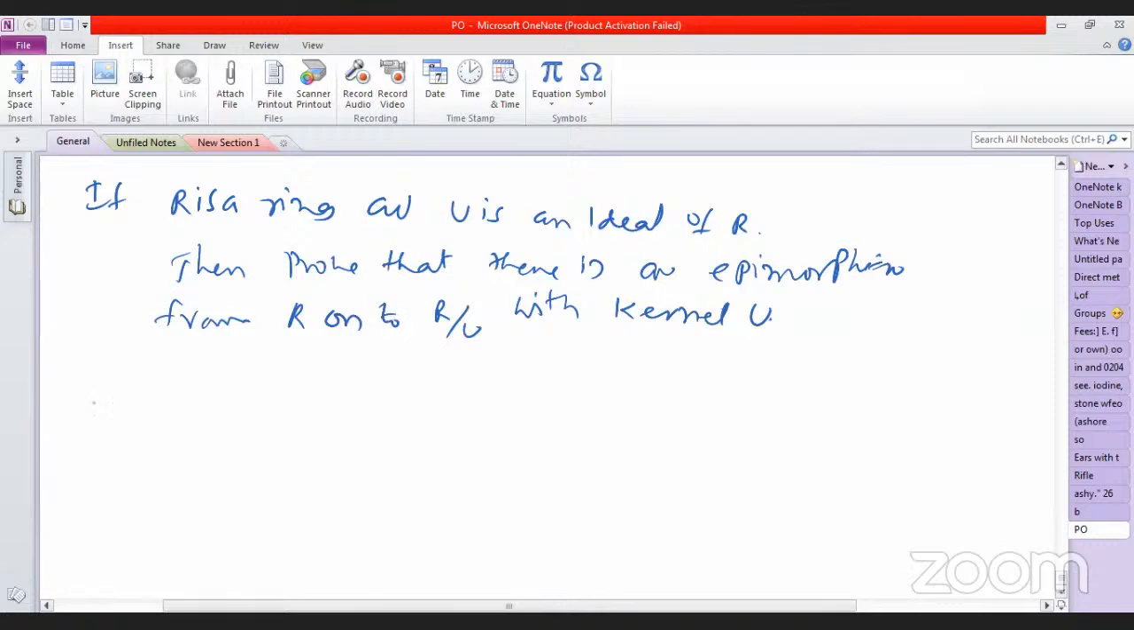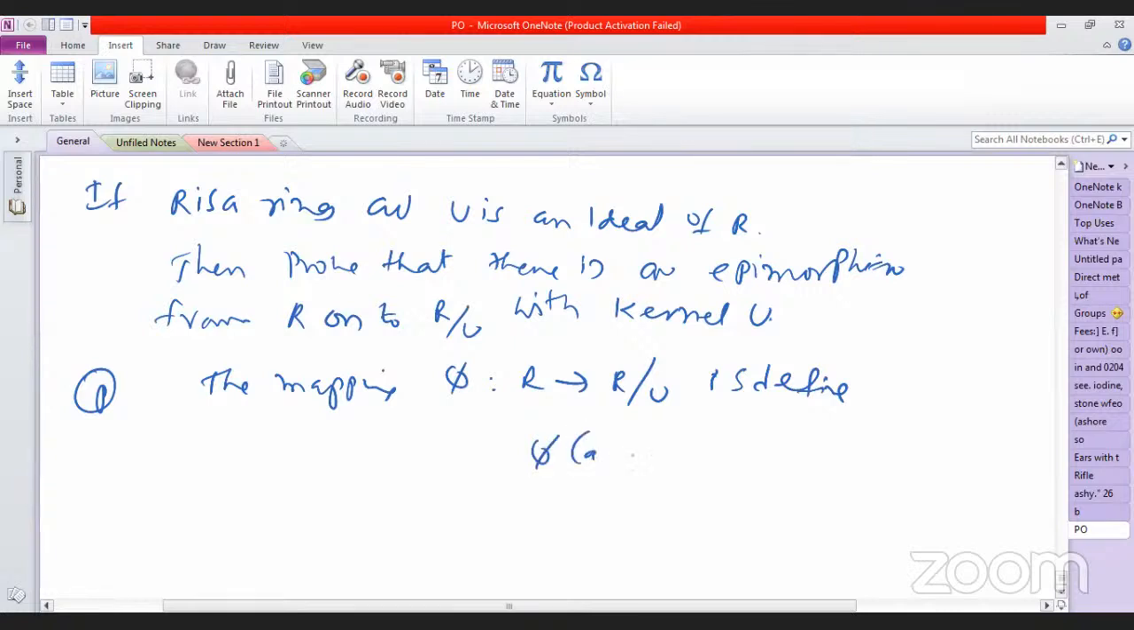So the mapping proof. The map phi from R to R by U is defined. Yesterday I told this. How can we define it? Phi of a is equal to U plus a. Yes, sir. So this is U plus a belongs to R by U.